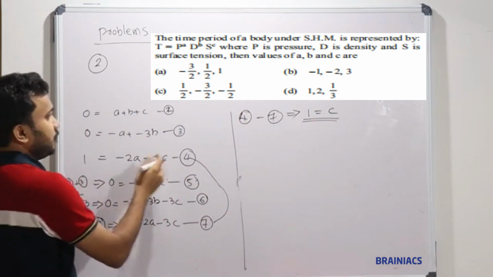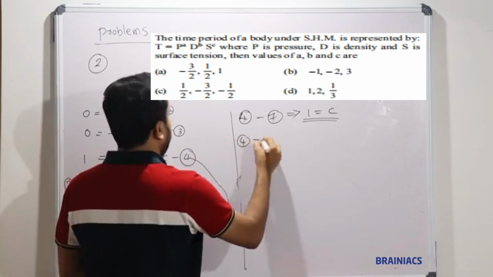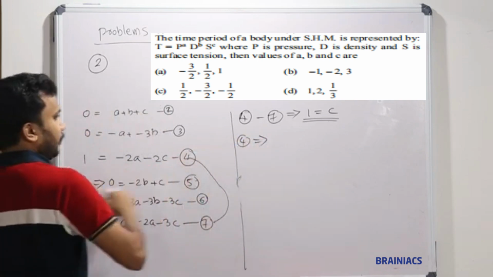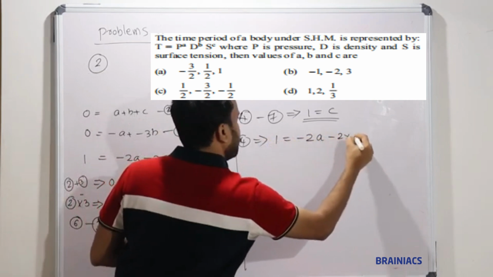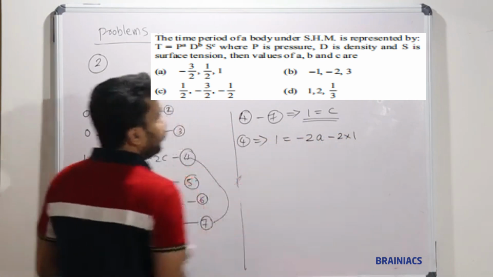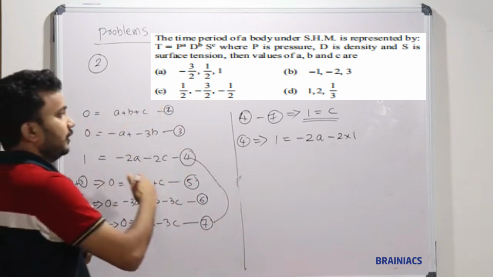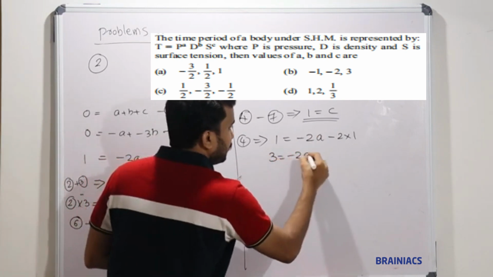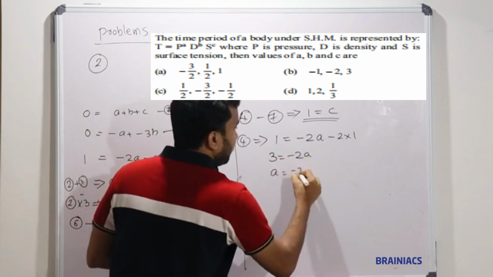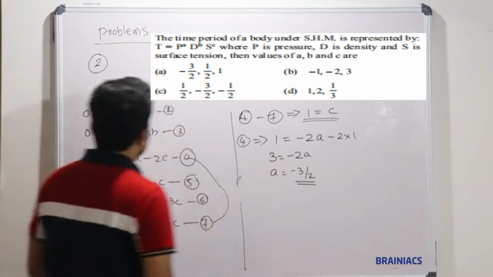I can substitute in equation number 4. So equation number 4 becomes, C equal to 1, I am substituting: 1 equal to minus 2A minus 2 into 1. Minus 2 into 1 means minus 2 will come to the right hand side, so it becomes 3. So 3 equal to minus 2A. A equal to minus 3 by 2.